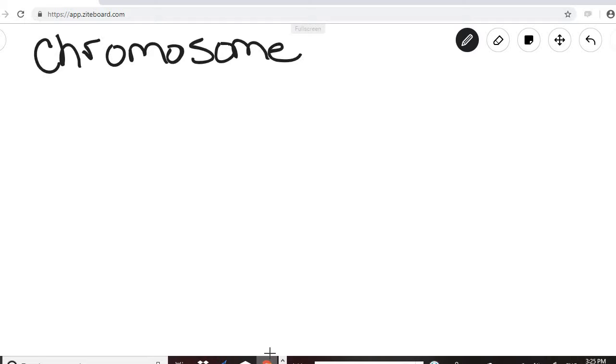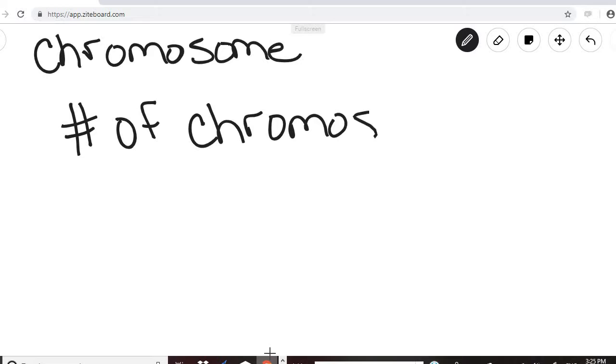Now, the number of chromosomes varies depending on the organism. And the number of chromosomes doesn't really have anything to do with the complexity of the organism. So you can have an insect that has more chromosomes than a human being, even though the human being is much more complex, more highly developed than an insect.